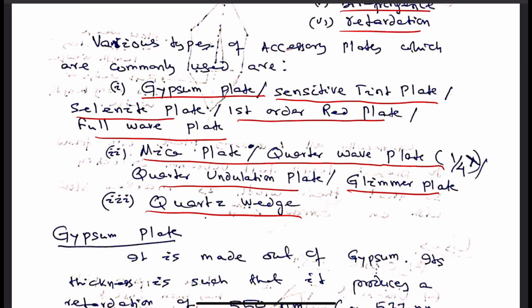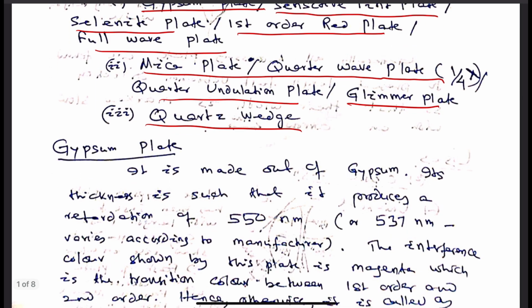So these are the three types of accessory plates which are used to identify some important properties of minerals such as optic sign, whether they are uniaxial positive or negative, biaxial positive or negative, their sign of elongation, whether their elongation direction is positive or negative, their direction of vibrations, their order of interference colors, their retardation value, their birefringence value. All these can be studied by use of the accessory plates. Let us know the details about these plates.